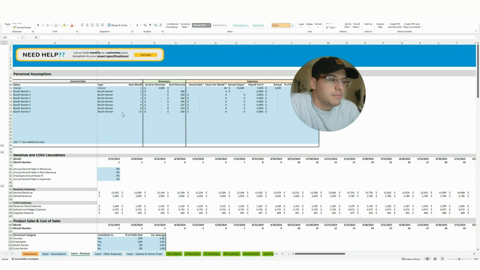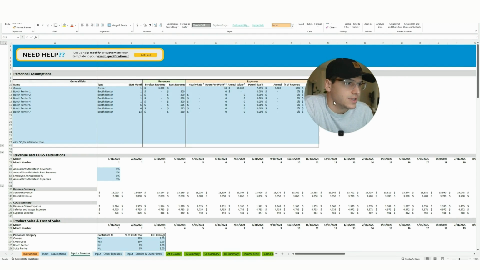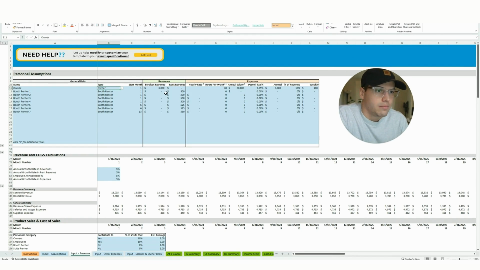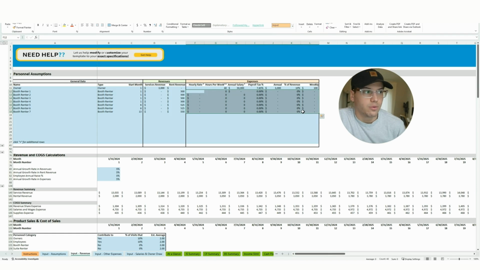Here you can outline basically your booth renters, right? So in this example, the owner, myself, is going to actually keep working and I'm going to pay myself a salary. The rest are going to be booth renters, and I can say which month I plan for them to start. What's the rent that they're going to pay, because that's revenue for me in the business. And then they don't have expenses tied to them because they're renting the booth. That's kind of the point of the booth rent, is they cover all their own expenses.